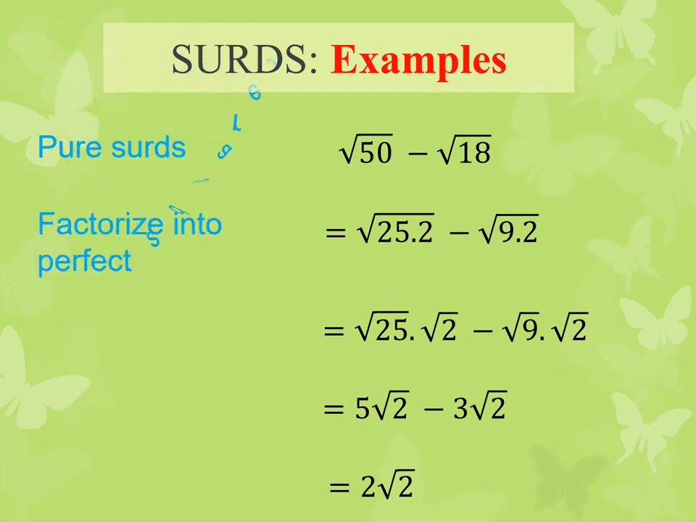There are what we call pure surds, where we have to factorize them into perfect squares, such that we know 50 is the same as 25 times 2. We must make sure we factorize them into perfect squares. We know that 18 is the same as 9 times 2. So you should be able to split them thereafter, and then you know the square root of 25 is 5, and of course you know the square root of 9 is 3. That is why 5 root 2 minus 3 root 2, 5 oranges minus 3 oranges, is 2 oranges. That's why the answer is 2 root 2.